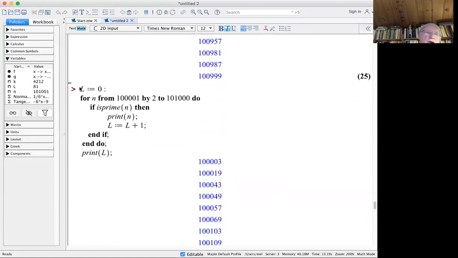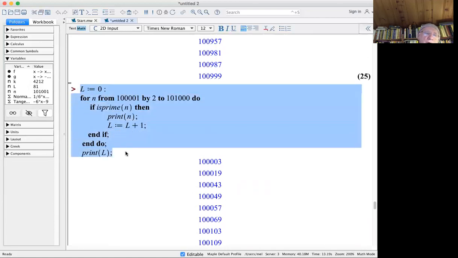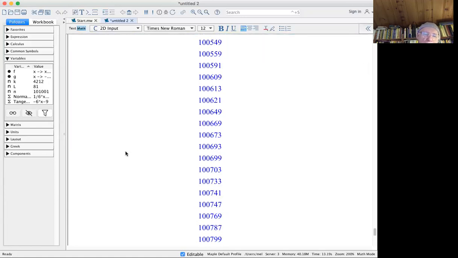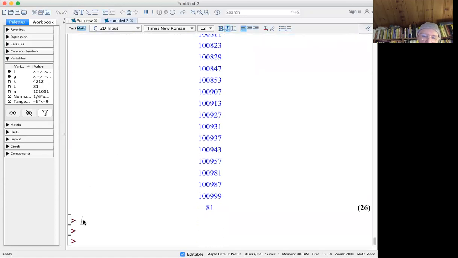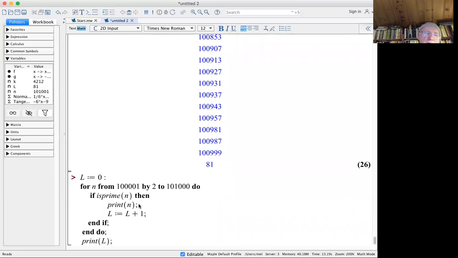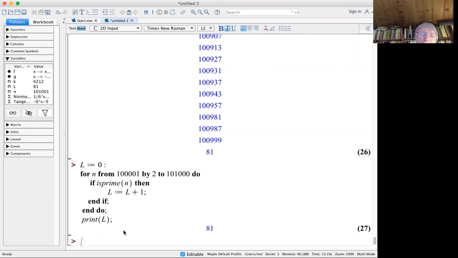In fact, if I didn't want to know what they were, but just how many there were, I could have simplified the program and skipped the print n. This just means as I run from this number to this number, every time I have a prime n, I add it to L. So now, that's it. This says that there are 81 primes from here to here.